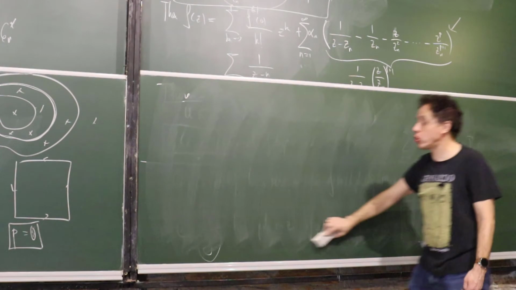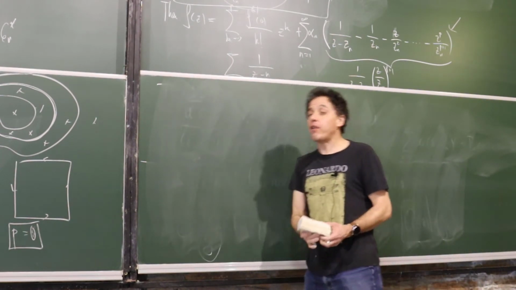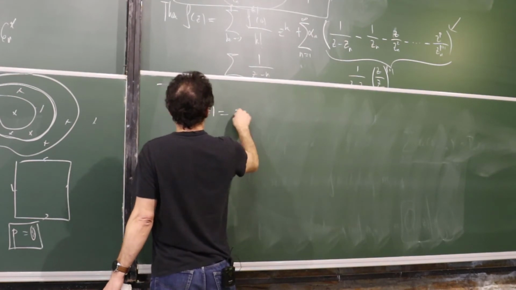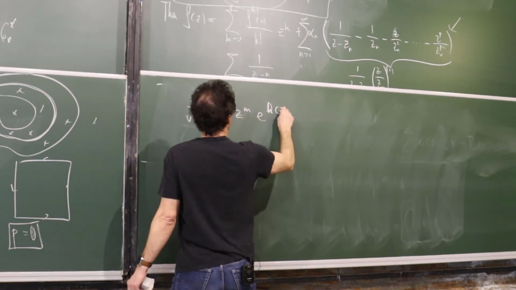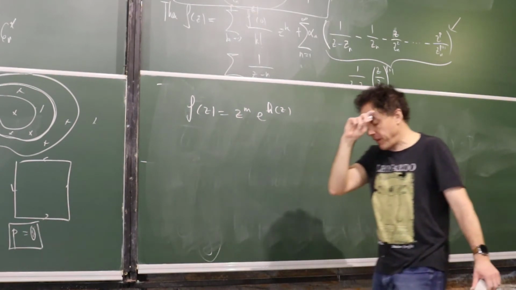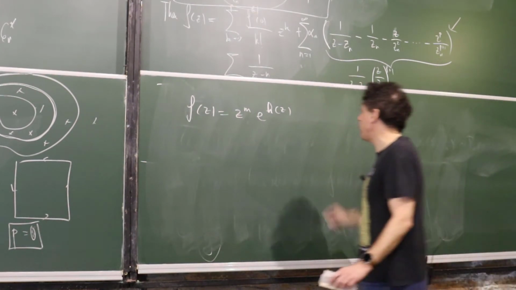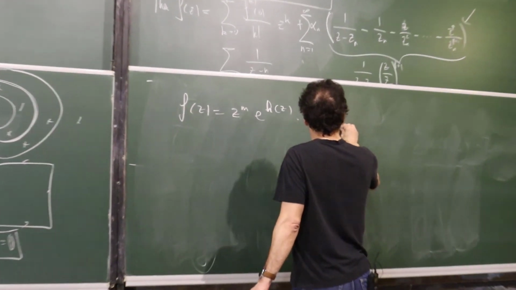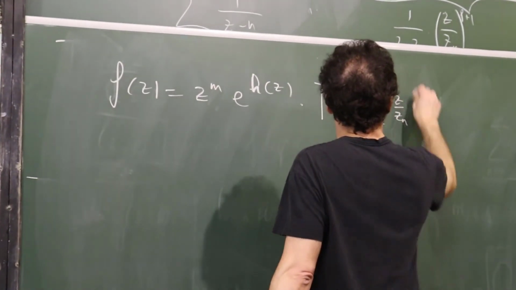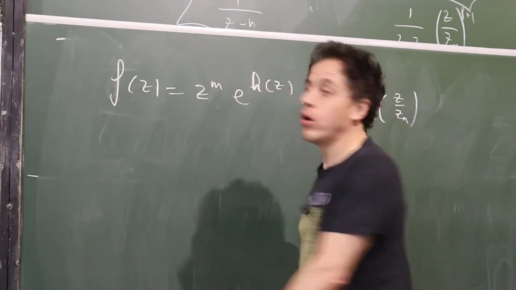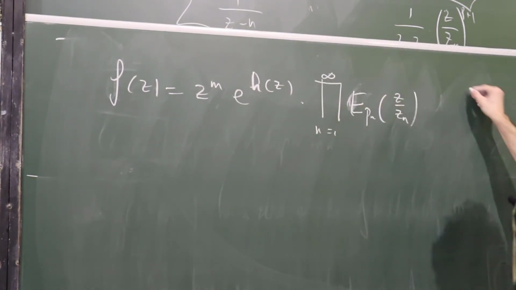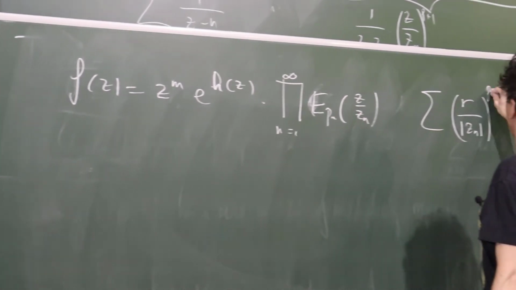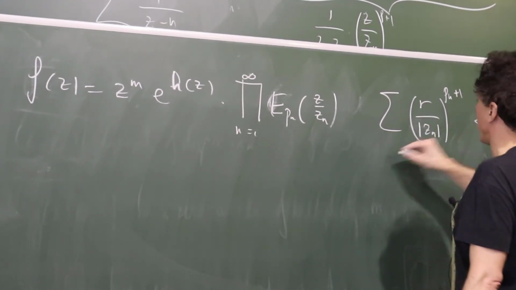Remember that we have shown that any entire function can always be written like this: some entire function h(z), times the product with Pm being a sequence verifying that... okay.